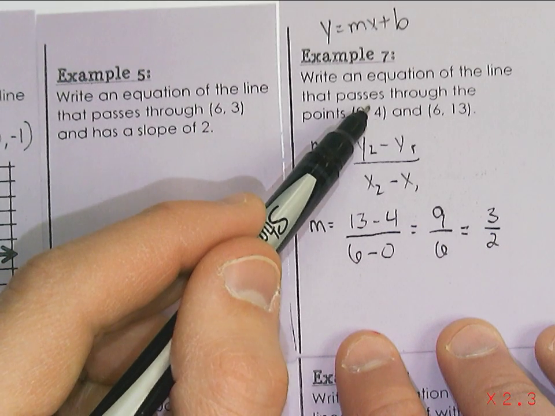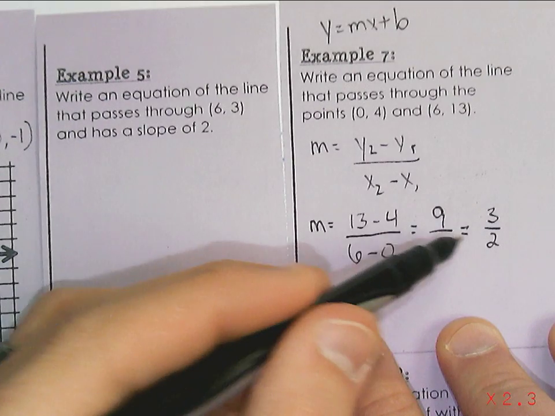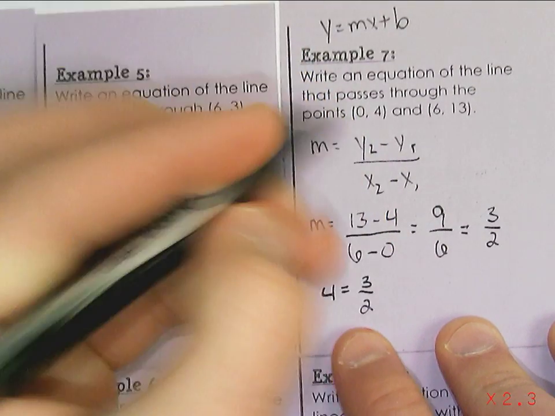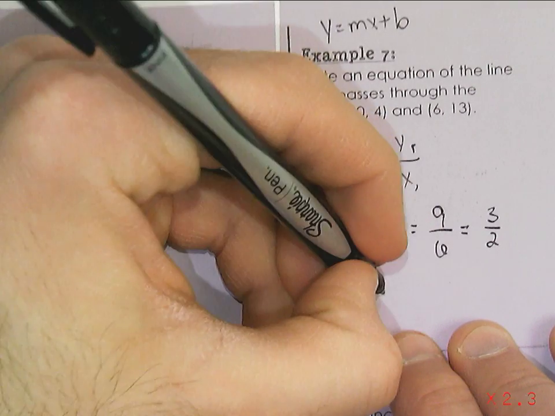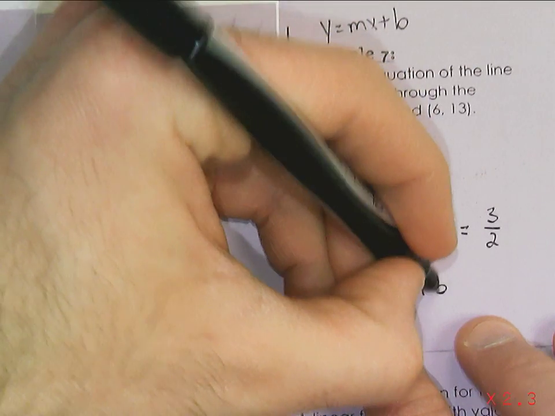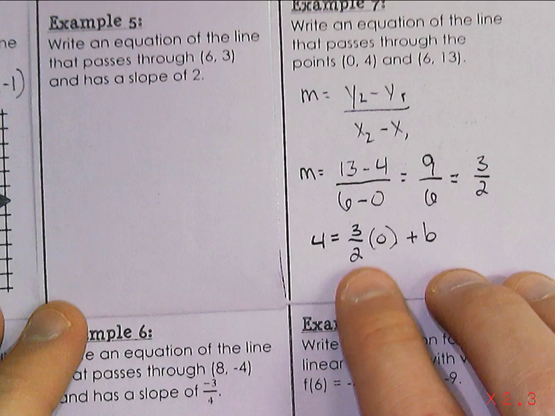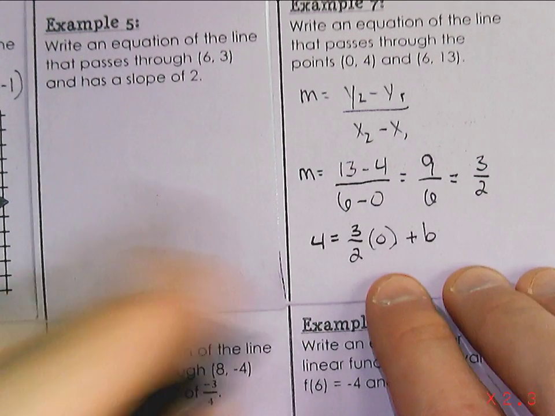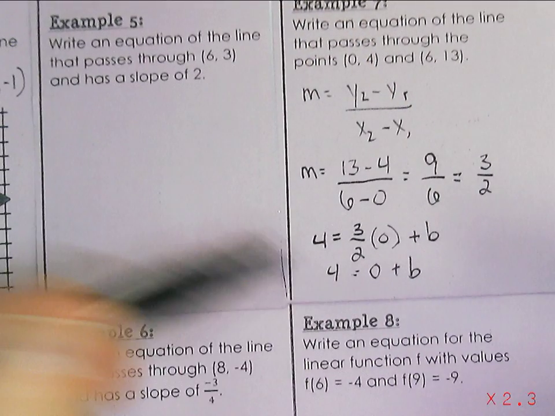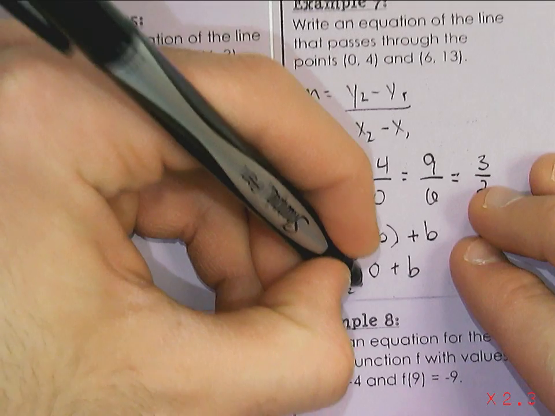That means I'd have to put 4 first. 4 equals, my slope I know now as 3 over 2. My x value is 0, and remember those will be multiplied. And then I will have plus b because that's what I need to solve for. So this should be pretty quick and painless. So 3 halves times 0 is 0. 4 plus b. 0 we can't really add or subtract, so it's gone. So we know that 4 equals b.